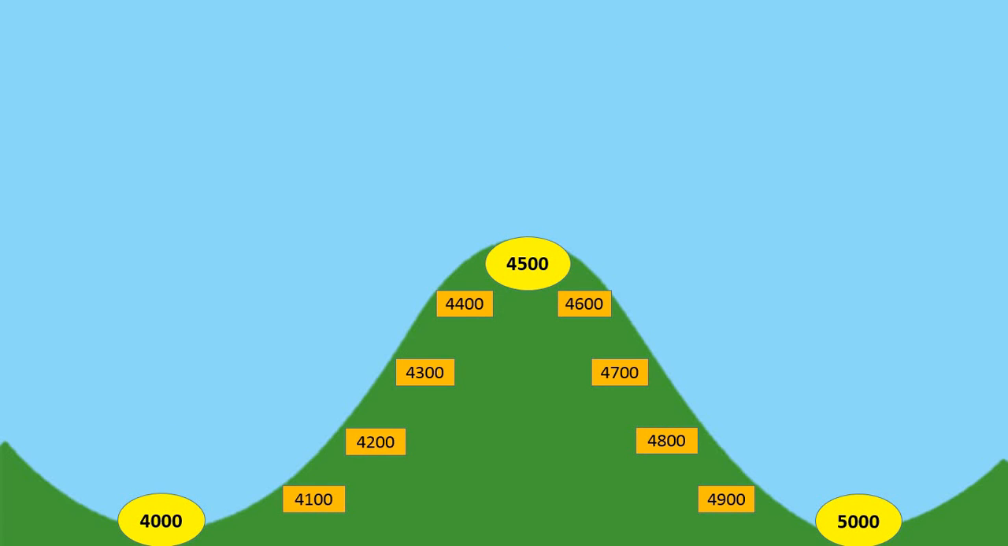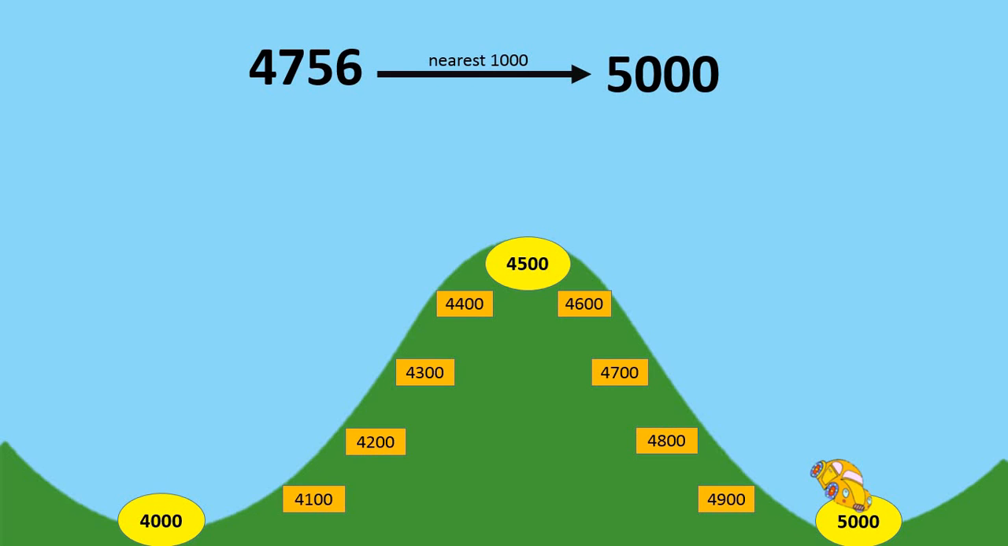Now, if the number of your car is 4756, on which side of the hill will the car be? Yes, it will be on the right side of the hill. And it will roll down to 5,000. And we may say that 5,000 is the nearest thousand to which we can round off 4,756.